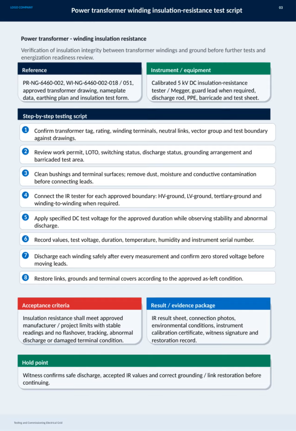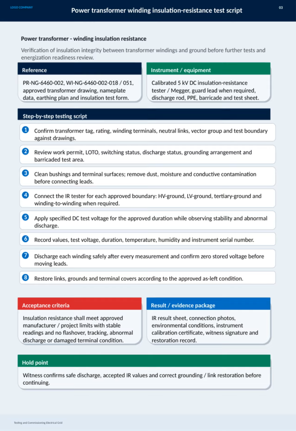The process is clearly defined in a step-by-step script. We start by confirming transformer details and verifying the testing boundaries against the drawings. Next, we review all safety and operational permits, followed by preparations such as cleaning the bushings and terminals to eliminate any contaminants. We proceed by connecting the insulation resistance tester to each approved boundary: high voltage to ground, low voltage to ground, tertiary to ground, and winding to winding if required.